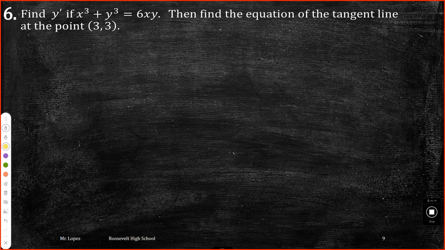Find y prime. If x to the third plus y to the third equals 6xy, then find the equation of the tangent line at point (3, 3). All right. They ask this question so much. So we have x minus 3, y minus 3. The problem will be this: find the slope at that point.